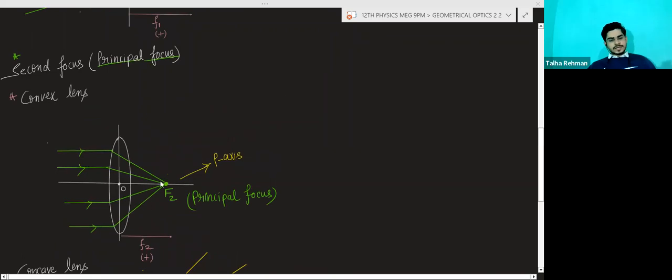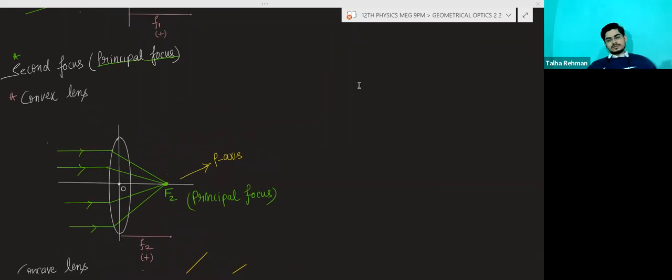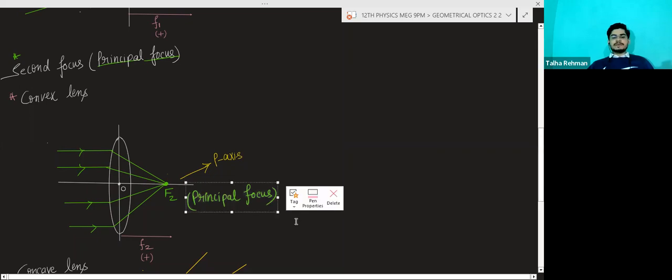In 10th also we have only the principal focus. There we do not study the first focus. Means we study the first focus, but mostly we are focused on the principal focus.